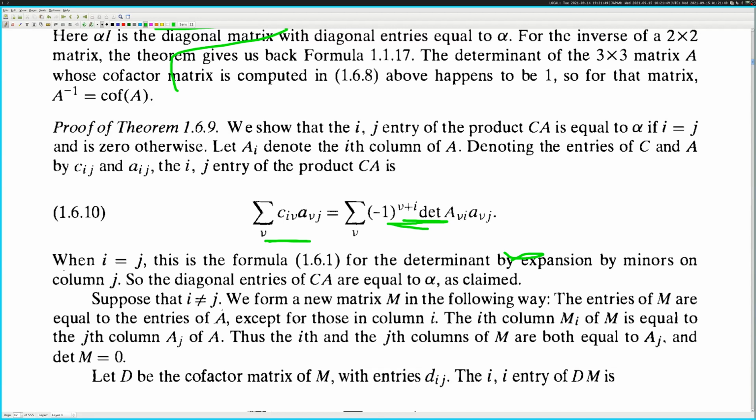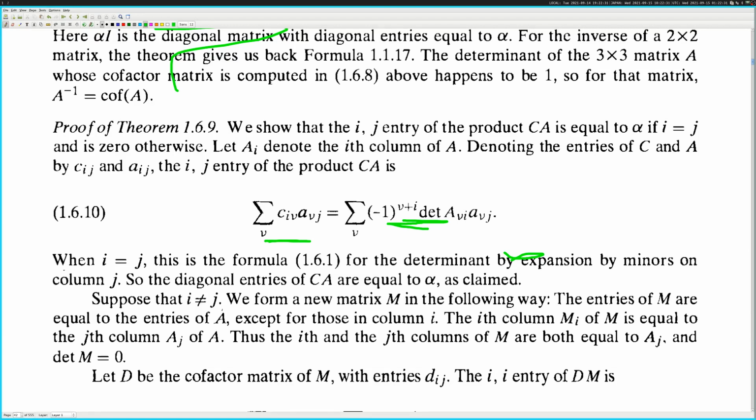Anyway, so when i is equal to j, this is the formula for the determinant by expansion by minors on column j. So the diagonal entries of CA are equal to alpha as claimed. Suppose that i is not equal to j. We form a new matrix M in the following way. The entries of M are equal to the entries of A, except for those in column i. The ith column M_i of M is equal to the jth column A_j of A. Thus the ith and jth columns of M are both equal to A_j, and the determinant of M is equal to 0. I read that out loud, and I absorbed none of it.